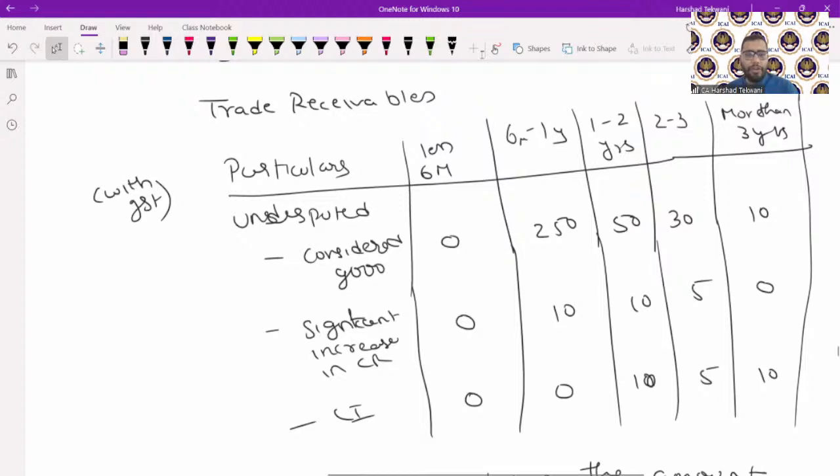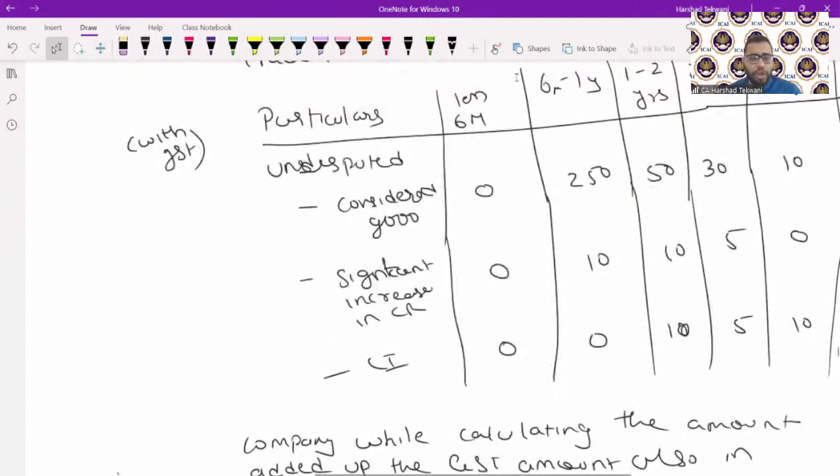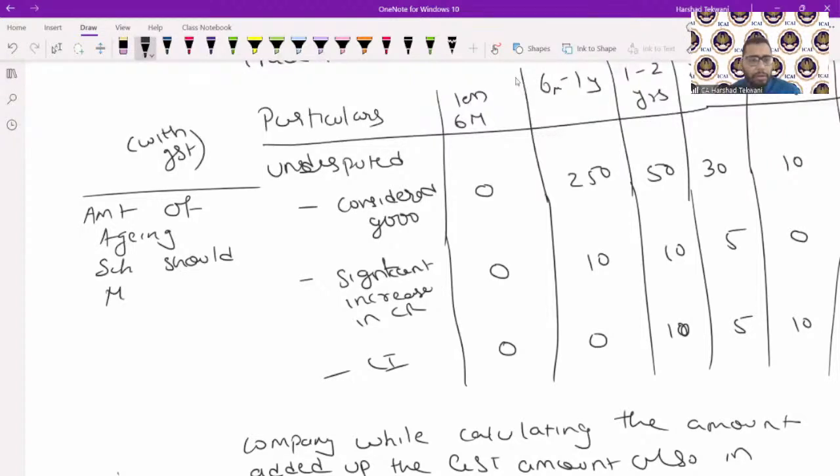Now, the prime condition for this aging schedule is that whatever schedule you are preparing, the amount of the aging schedule should match with the balance sheet amount. If you are disclosing in the trade receivable schedule, where you are showing the bifurcation, secured considered good, unsecured considered good, significant increase in credit risk and credit impaired, if you are showing that amount without GST, then you need to prepare the aging schedule also without GST.